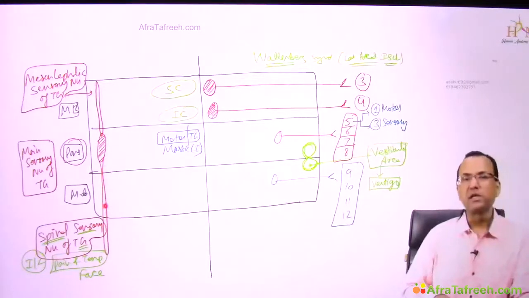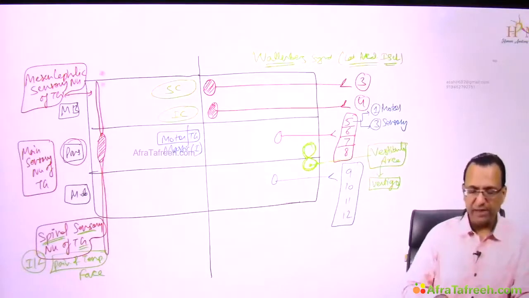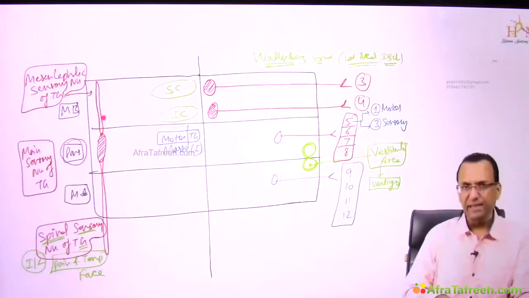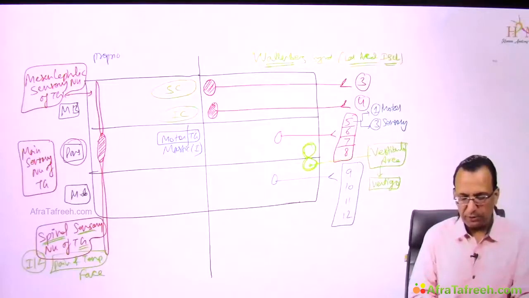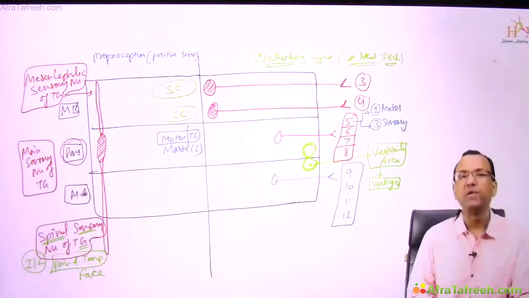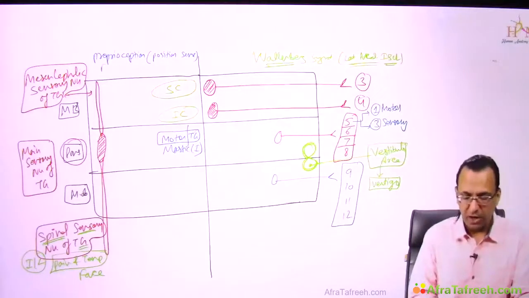Then what is the mesencephalic sensory nucleus for? The mesencephalic sensory nucleus of trigeminal is for receiving proprioception. What is proprioception? Proprioception means the position sense. Position sense of what? Anything which is moving in the head region. What is moving in the head region? The eyeball, the tongue and the mandible.